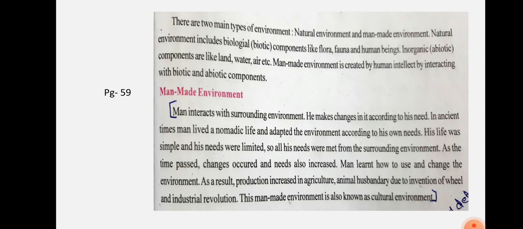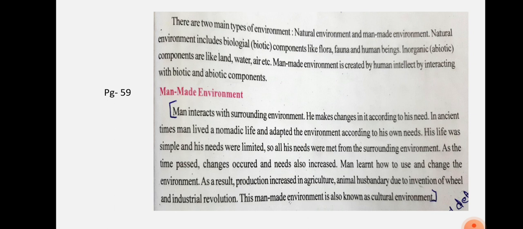In ancient times, man lived a nomadic life. What do you mean by nomadic life? Nomadic life means he used to go from one place to another in search of food and adapted the environment according to his own needs. His life was simple and his needs were limited. So all his needs were met from the surrounding environment. As he used to move from one place to another, hunt animals, gather fruits, his needs were limited and he used to get the things that he needed from the surrounding environment.